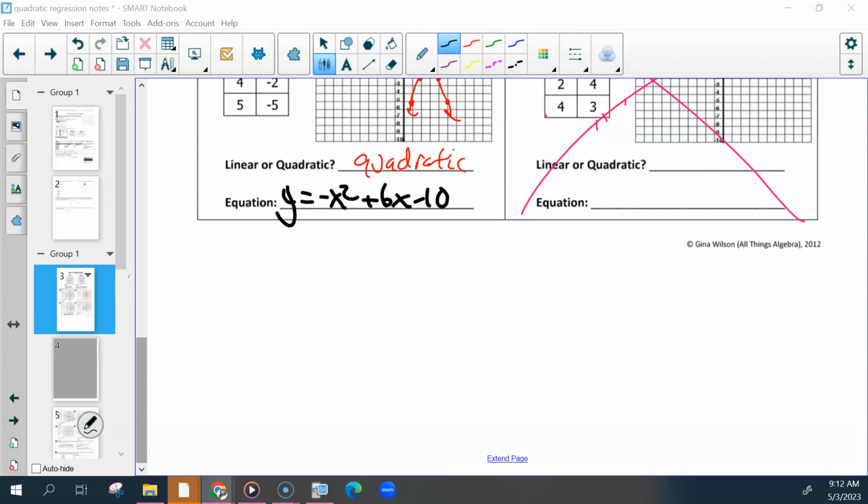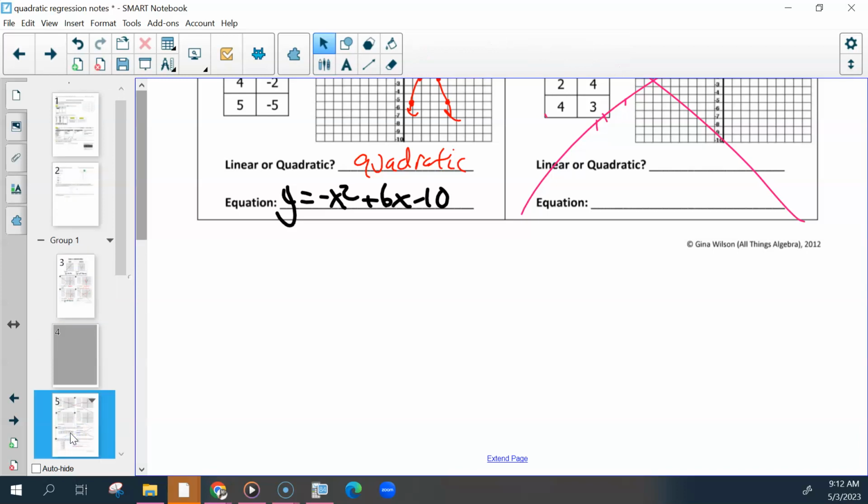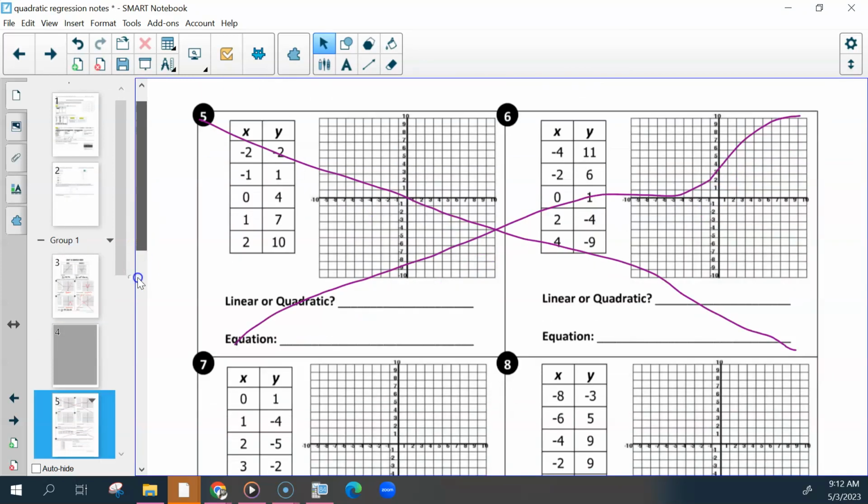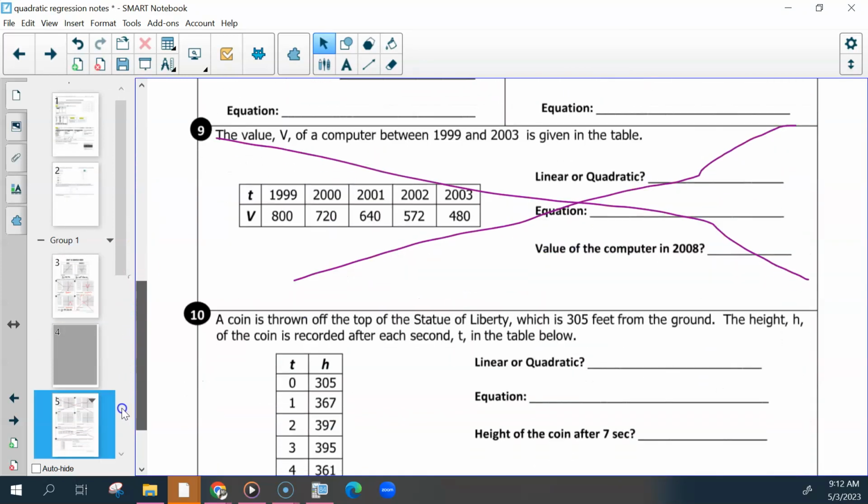So for the next couple examples, the one that's talking about years. Anytime it's talking about years, years is a linear thing. 1 year after the next it happens. So that's always going to be a line of best fit.